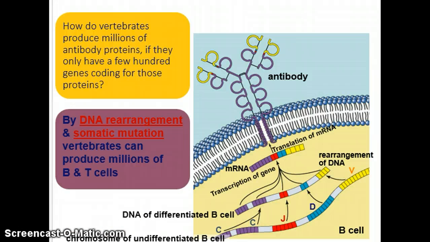So one of the questions we evaluate is how does a vertebrate produce millions of antibody proteins if it only has a few hundred genes coding for those proteins? In reality, there are about 20,000 genes that code for millions of different antibodies. And so how that occurs is by rearranging the DNA during translation so that different combinations of receptors can be produced. So that is how we get this big variety.